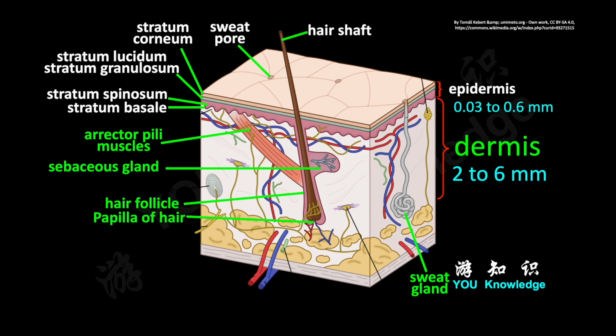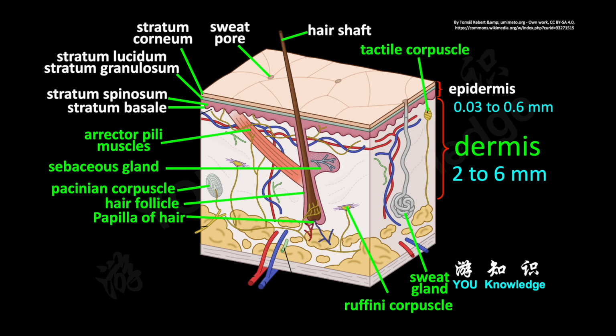pheromone. There are multiple mechanoreceptors in the dermis. The Pacinian corpuscle is a rapidly adapting receptor for detecting gross pressure changes and vibrations in the skin. The Ruffini corpuscle is a slowly adapting receptor for sensing skin stretch, controlling finger position and movement. The tactile corpuscle is a rapidly adapting receptor very sensitive to pressure and vibration.